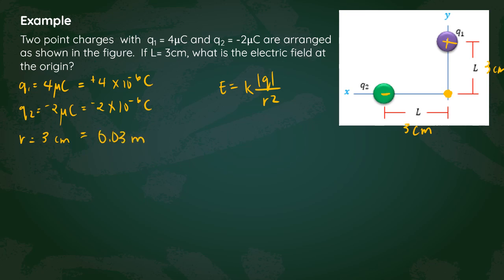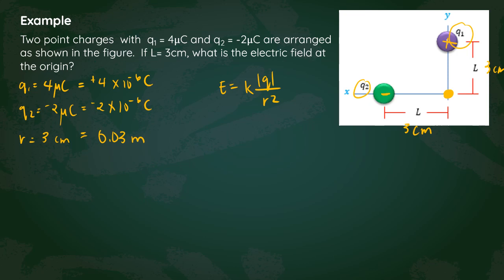3 centimeters is equal to 0.03 meters. So since there are two particles, a positively charged and a negatively charged particle, this point here will experience an electric field due to Q1 and due to Q2. Therefore, we need to solve first for the two electric fields caused by Q1 and caused by Q2.